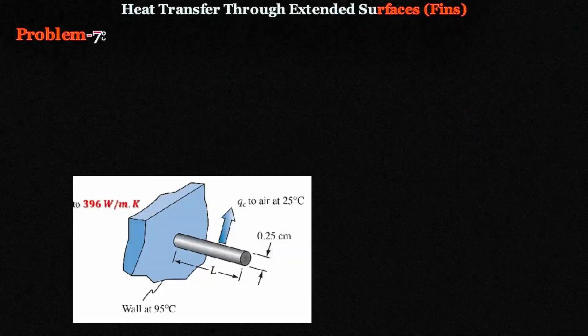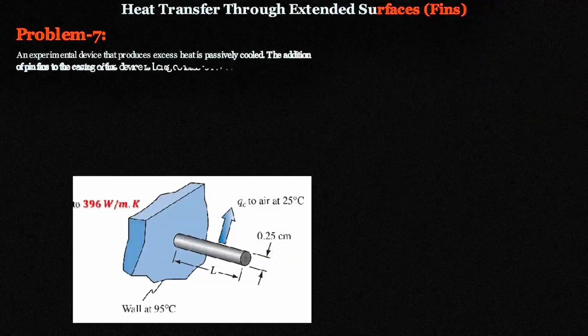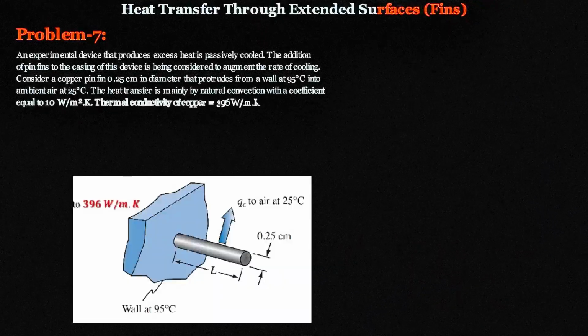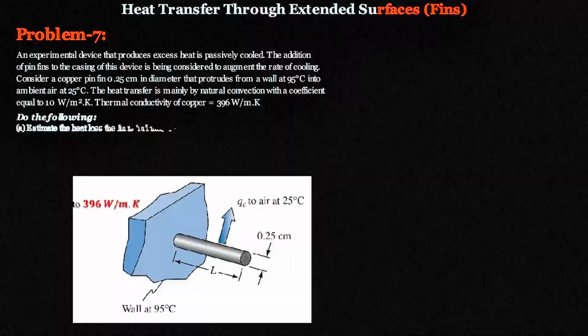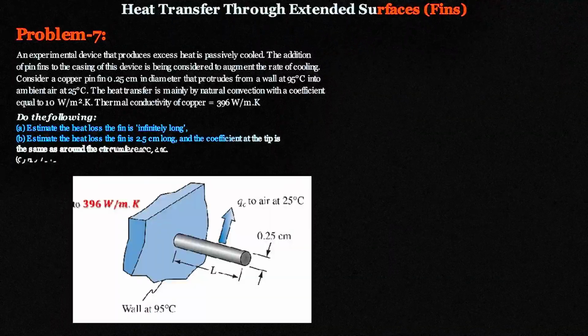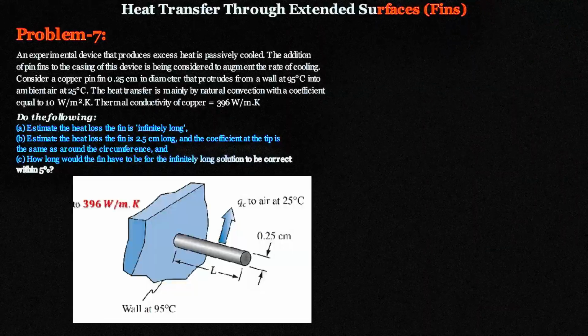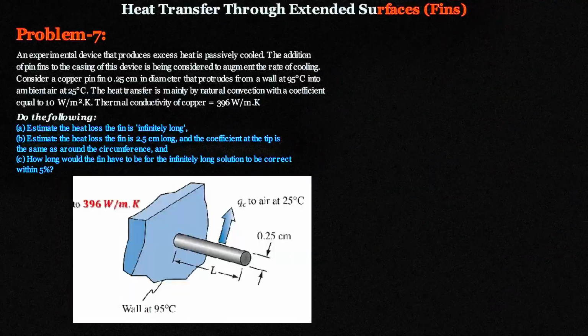Problem 7 states, an experimental device that produces excess heat is passively cooled. The addition of pin fins to the casing of this device is being considered to augment the rate of cooling. Consider a copper pin fin, 0.25 centimeters in diameter, that protrudes from a wall at 95 degrees Celsius into ambient air at 25 degrees Celsius. The heat transfer is mainly by natural convection, with a coefficient equal to 10 watts per meter squared Kelvin. The thermal conductivity of copper equals 396 watts per meter Kelvin.